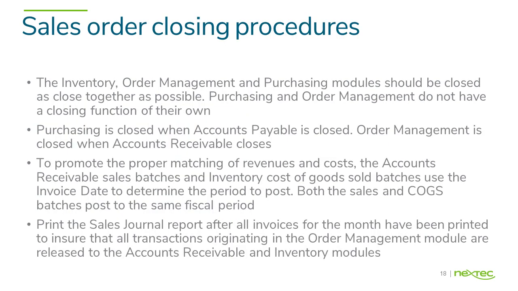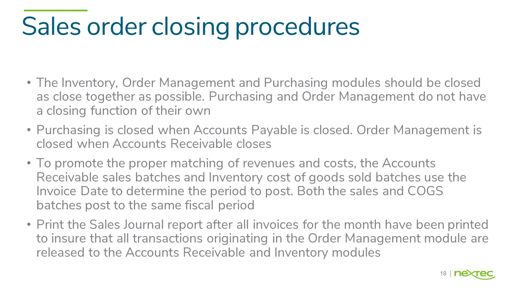So moving into the sales order closing. Sales order closing consists of inventory, order management, and purchasing modules, as they are all closed together as soon as possible. Purchasing and order management do not have their own closing function. As I mentioned in the previous slide, order management is part of accounts receivable, purchasing is a part of accounts payable. To promote the proper matching of revenue and cost, accounts receivable sales batches and inventory cost of goods sold batches use the invoice date to determine the period to post. Both the sales and cost of goods post to the same fiscal period.